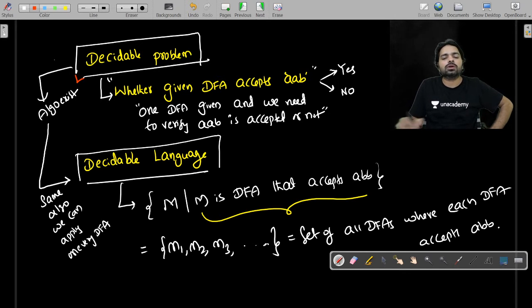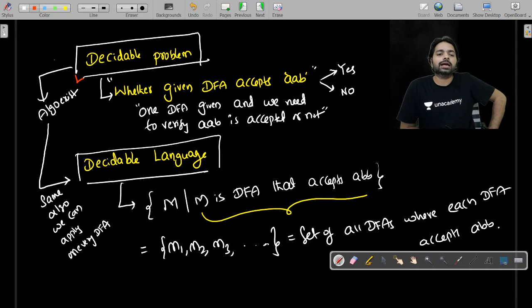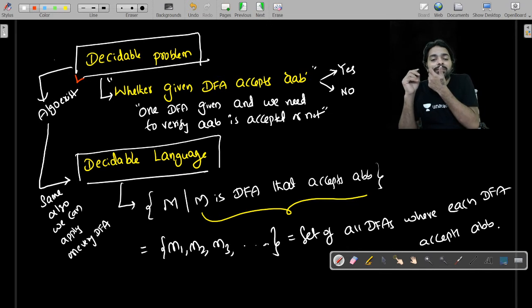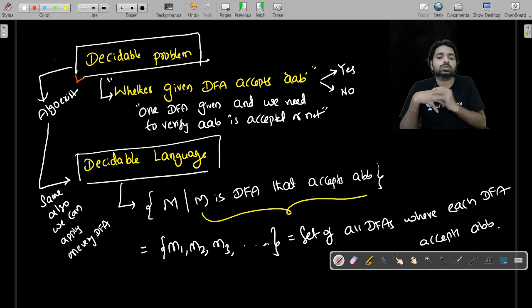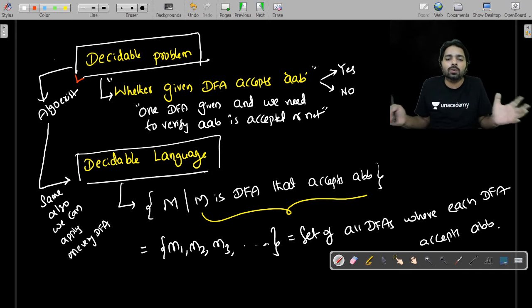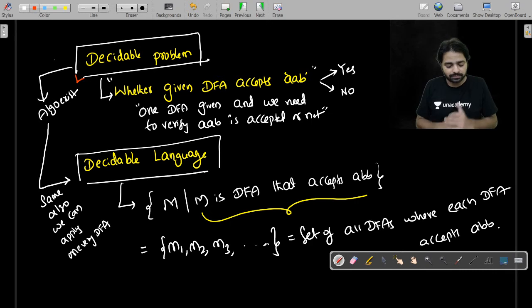See, for almost more than 20 minutes I'm trying to worry about whether you have understood decidable problem and decidable language. Because one example may not be sufficient, you are required to practice many examples to make this definition stick. And decidable problem is different, decidable language is different. Language is a collection of members. Problem, we say just yes or no, right?